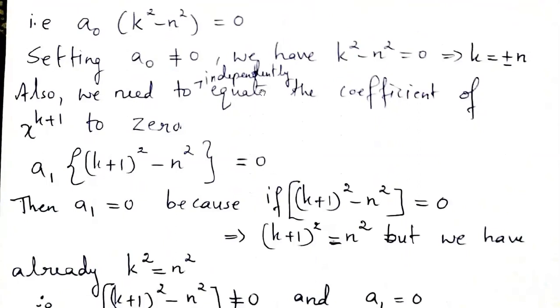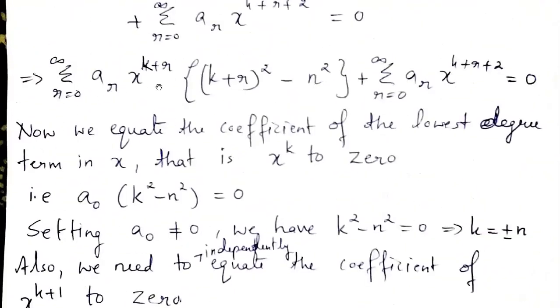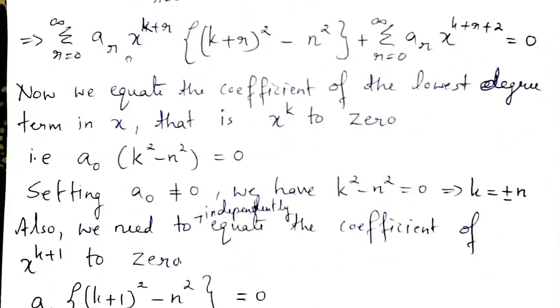Also, we need to independently equate the coefficient of x power k plus 1 to 0. This is done so that we can get the next coefficient, that is a1. So to get the value of a1, we again go back to this equation. We find which is the next least degree term in x, which is x power k plus 1. So the coefficient of x power k plus 1 will be, you have to take the value of r equal to 1 now. So you get a1 into (k plus 1) whole square minus n square.